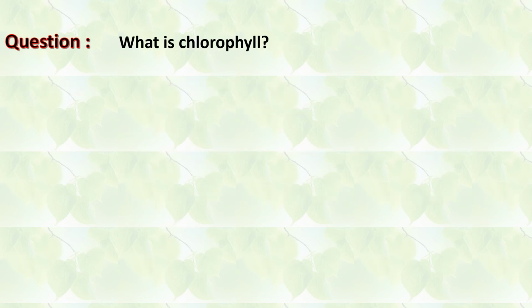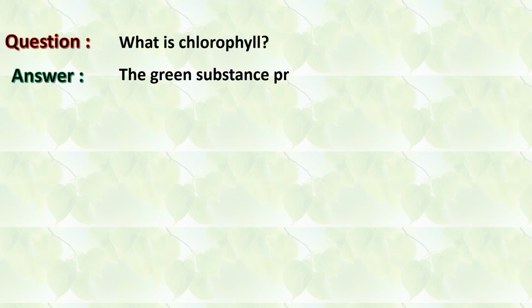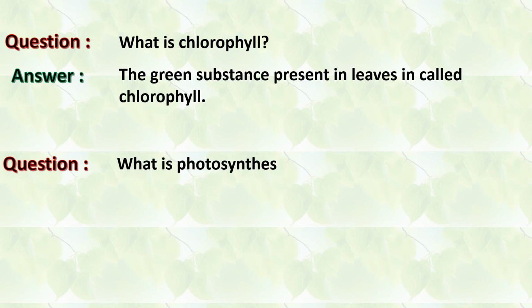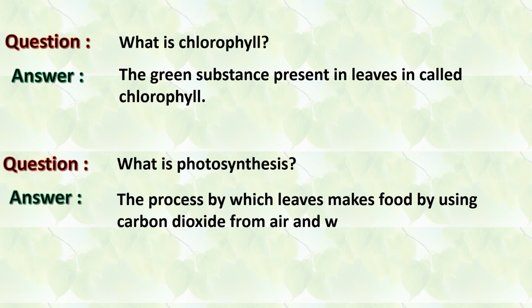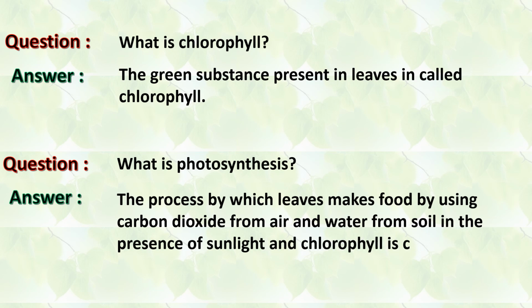Question. What is chlorophyll? Answer. The green substance present in leaves is called chlorophyll. Question. What is photosynthesis? Answer: the process by which leaves make food by using carbon dioxide from air and water from soil in the presence of sunlight and chlorophyll is called photosynthesis.